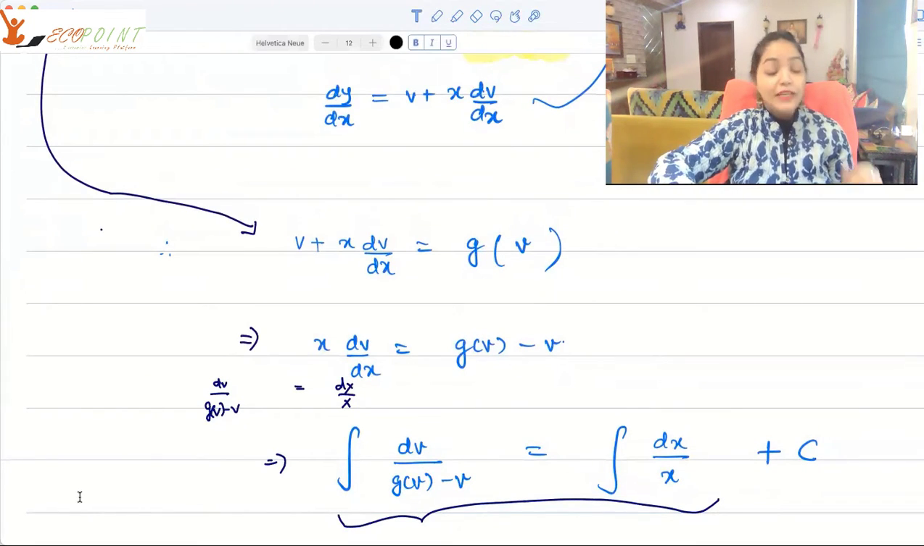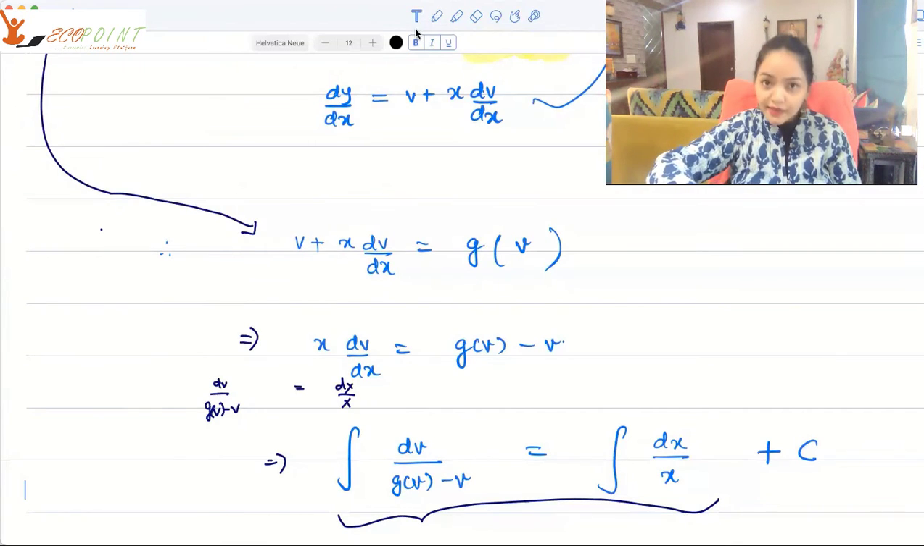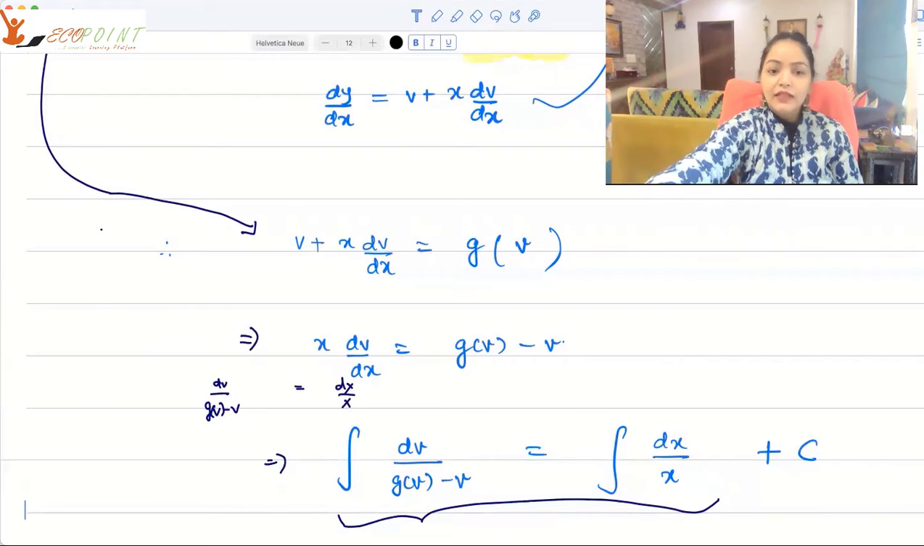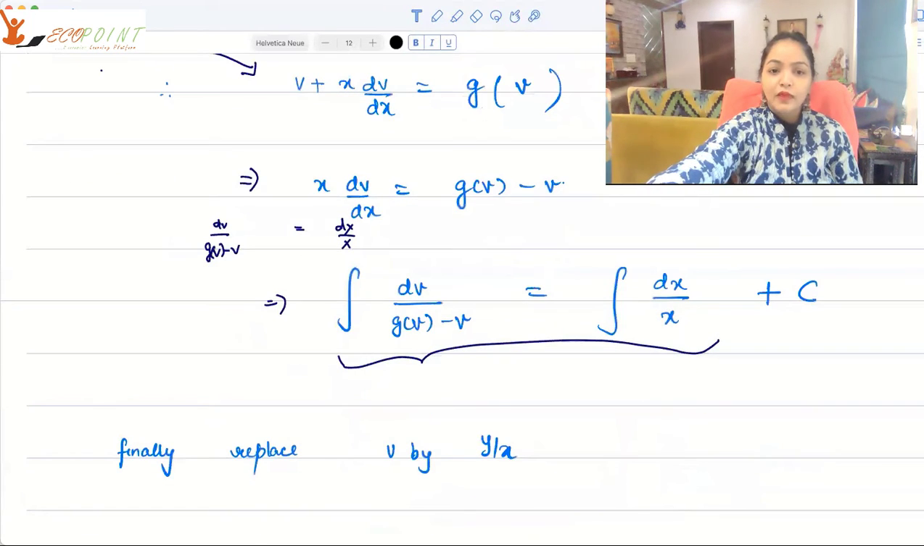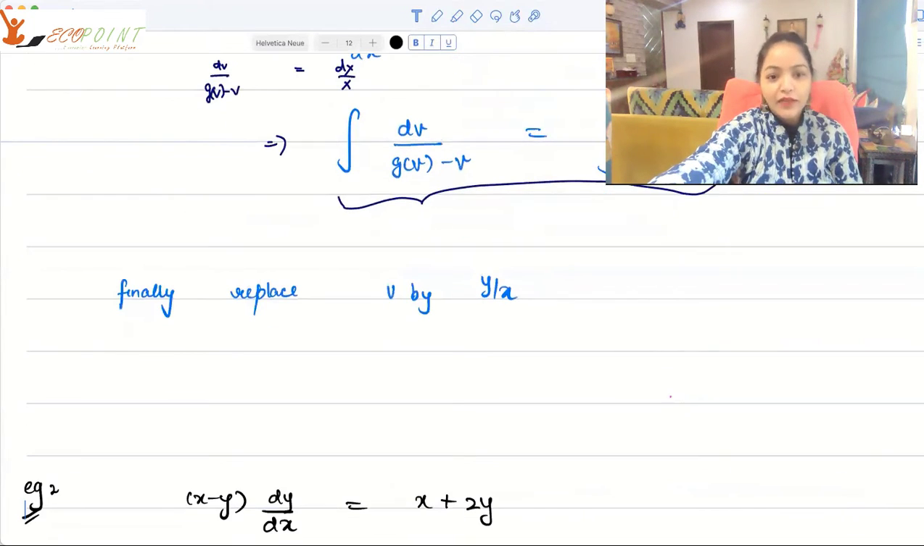So what have we done? Since it's a homogeneous differential equation, your function f(x,y) is just g of y by x or h of x by y. Just make a substitution, y by x as some other variable, or x by y as some other variable, whichever is suited in whichever case. And then you'll be able to use your separable variable case. So that's what we've done here. And finally, you can replace v again by y by x to get your final answer.